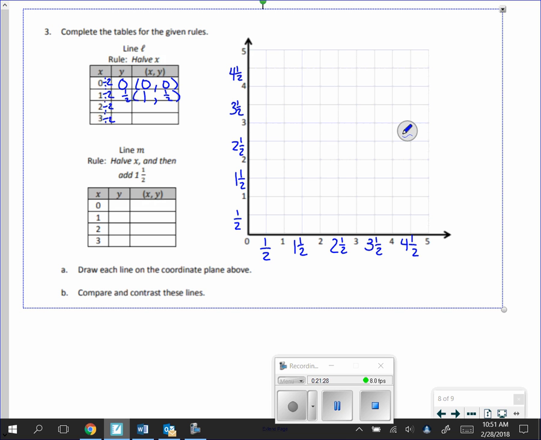2 divided by 2, 1. So your x is 2, your y is 1. 3 divided by 2. How many times does 2 go into 3? Once. 1 times 2 is 2. 3 minus 2 is 1. What did you get again? 1 and 1 half, not 2 and a half.